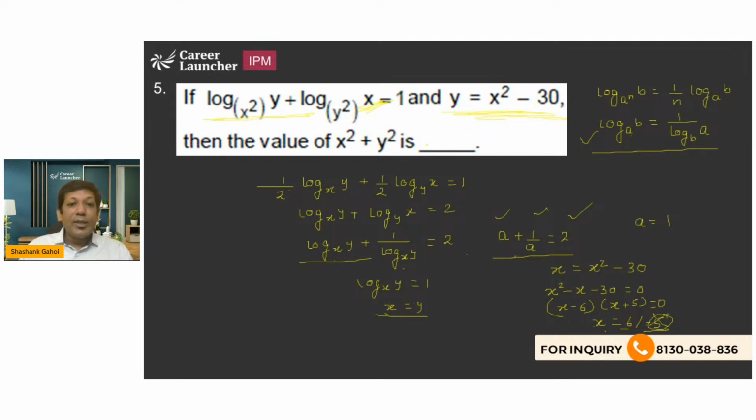So what is x square? That is 36. What is y square? That is also 36. So the answer comes out to be 72. So the answer of this question is going to be 72. And this is how we can solve this question.